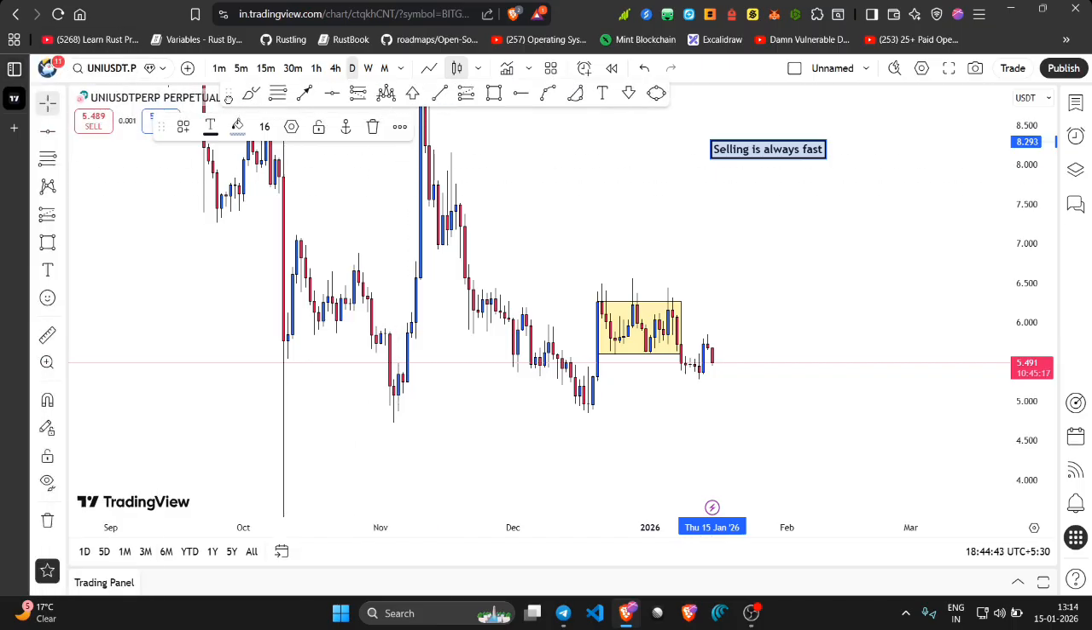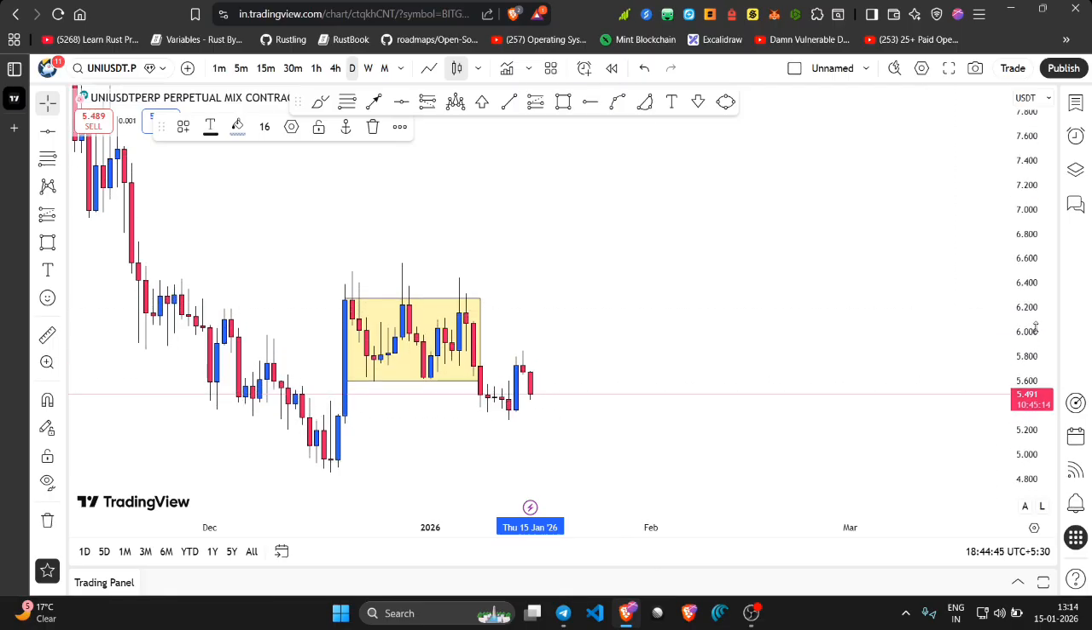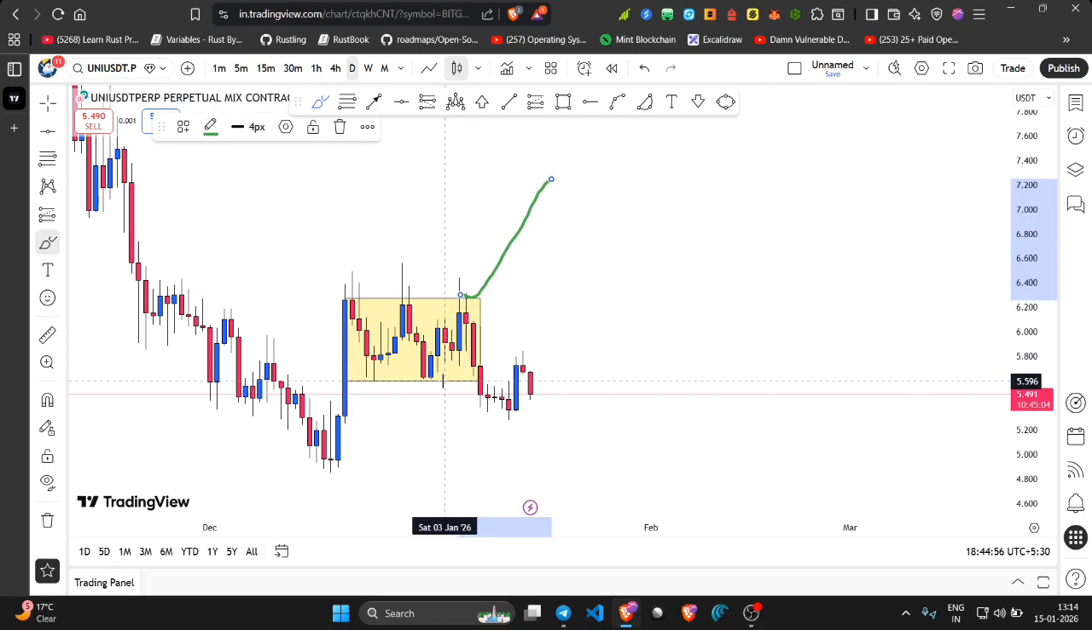So I was neutral at this point, that either it will go upside or it will go downside. Let me draw. So this is the range. I was sure that if it breaks this, it will go upside. If it breaks this, it will go for the downside. And it even gave a good breakdown.